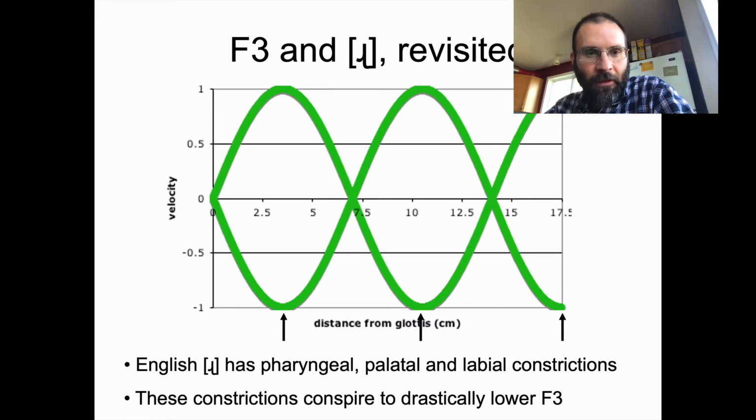Let's take a look at F3. We talked about this in our previous lecture, that F3 comes into play when we're producing a syllabic, or a vowel that's basically rhoticized in some form. Because we're making pharyngeal, palatal, and labial constrictions, and each one of those constrictions comes at an antinode for F3. So if we produce them all together, then F3 should go down a lot, because we're getting all three of these articulations to work together to the same acoustic effect.